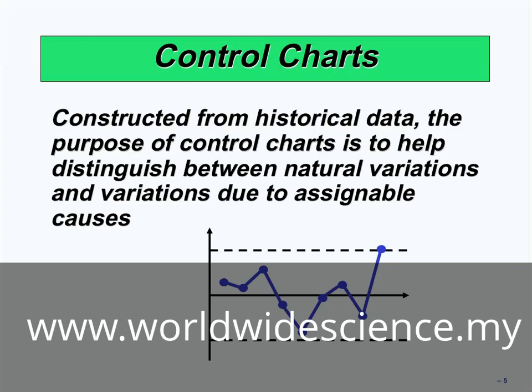If the control chart shows us there is assignable variation or special causes, we should stop the process and try to solve them to prevent producing defective product or service, to prevent high cost. Constructed from historical data, the purpose of control charts is to help distinguish between natural variation and variation due to assignable causes, as you see.